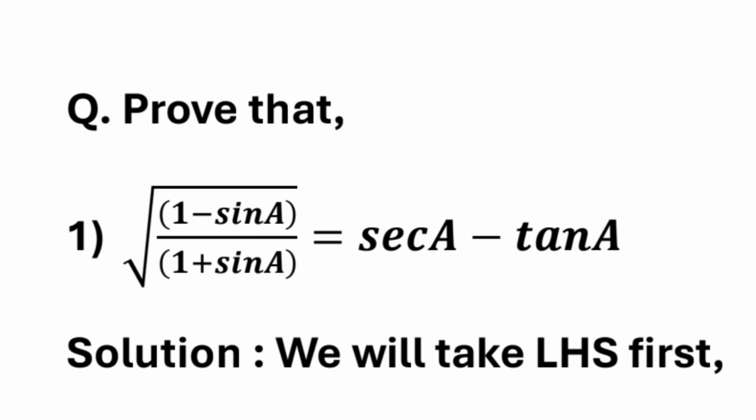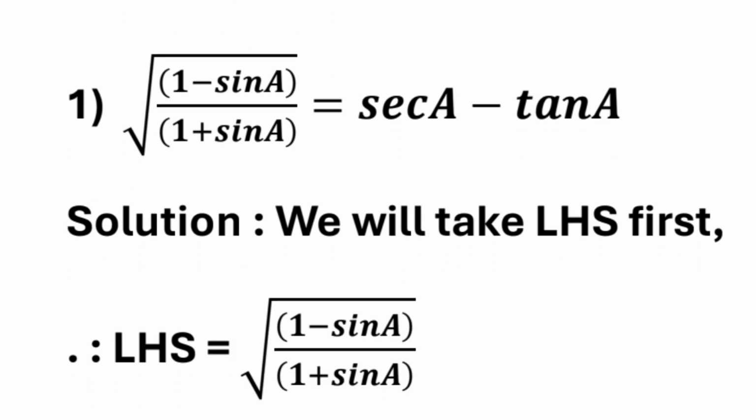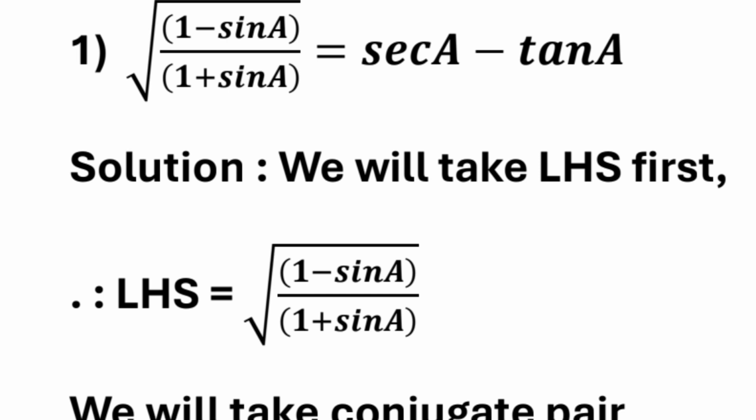We are today going to solve trigonometric examples. First example of trigonometry: square root of (1 minus sin A upon 1 plus sin A) is equal to sec A minus tan A. This is our example. Now here first we take LHS. LHS, that is square root of 1 minus sin A upon 1 plus sin A.